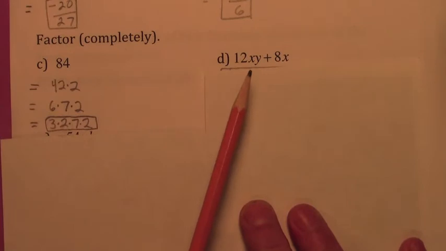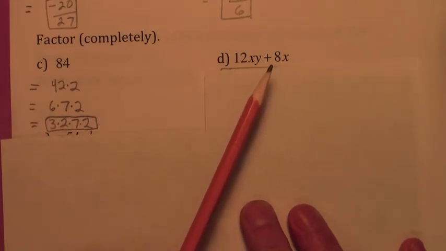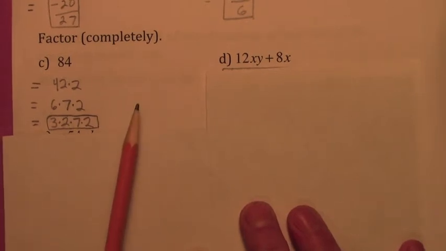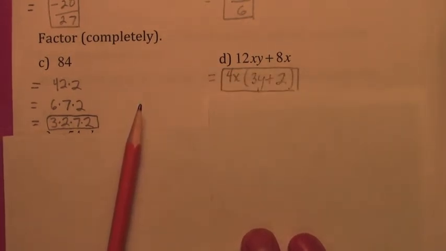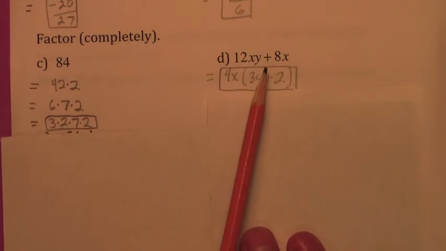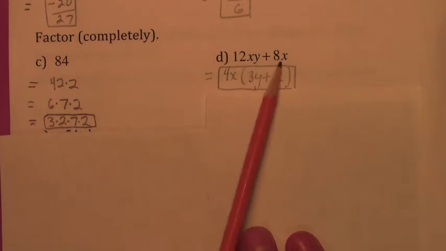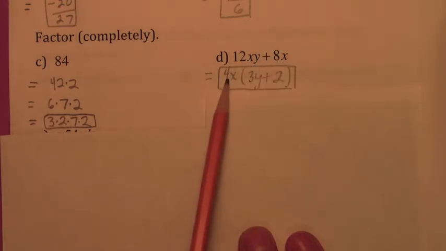But when you factor 12xy plus 8x, you don't use primes. What do you use here to factor this? You use the distributive law, right? And you're looking for the greatest common factor. You might want to go back to problem set 14 if you're feeling rusty on that, but you look for the greatest common factor. If there's more than one term, you got to use the distributive law.